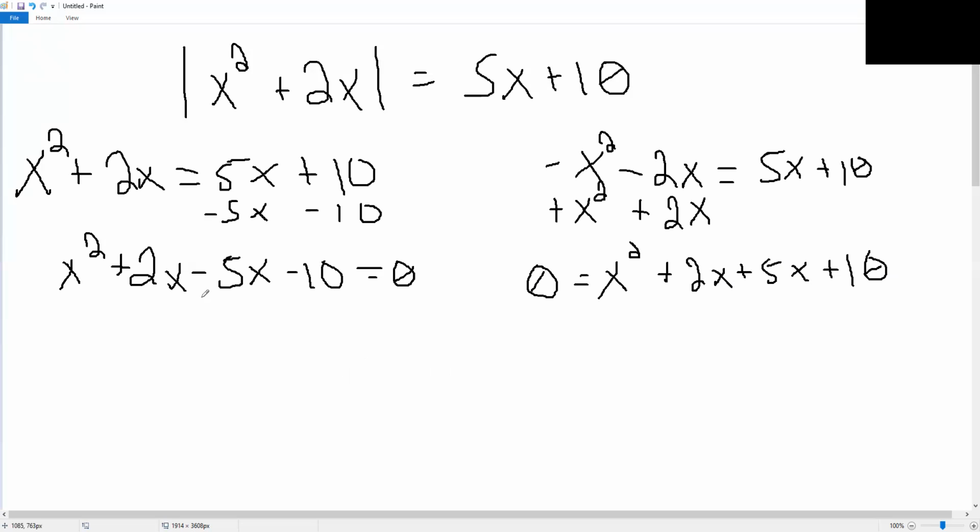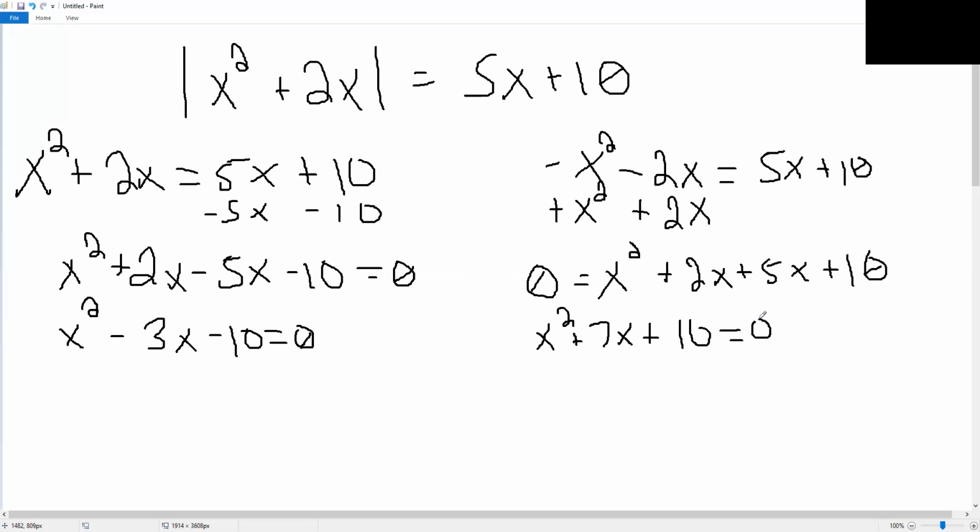Now, let's combine like terms. So this one would be x squared plus 2 minus 5. Actually, that wouldn't be plus, would it? That would be minus 3x minus 10 equals 0. And this one, we'll just take this 0 and move it to the right-hand side in the standard form. And this is perfectly legal. You can move this equal sign to that side, and it doesn't matter which side you put it on. x squared plus 7x plus 10 equals 0.